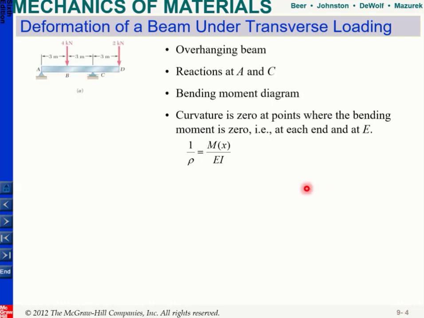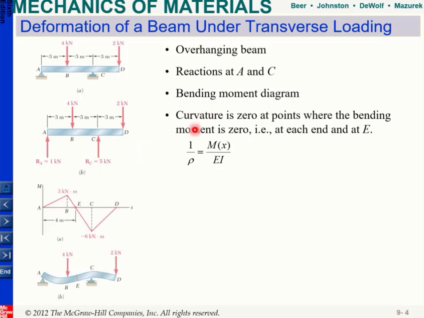Okay? In another example, let's assume that we have an overhanging beam and we apply these two loads at B and D. Since this is supported, we know that you will get the reactions at A and C, and you can find them by using our statics knowledge. After that we can draw our bending moment diagram, okay? If you do that, this will be our moment diagram. Then at any point I can use this equation: curvature is equal to M(x) over EI, okay?